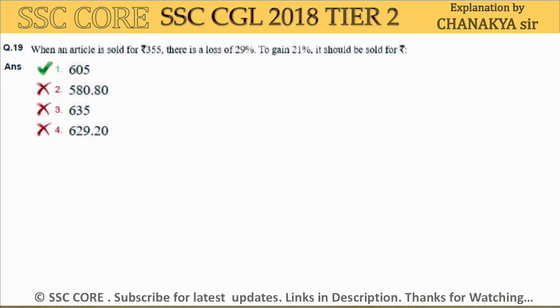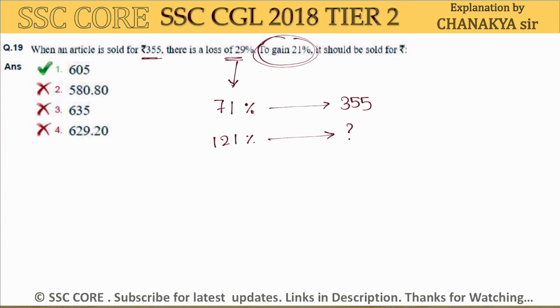Question number 19. When an article is sold at 355 rupees, there is a loss of 29%. To gain 21%, it should be sold for how many rupees? An article is sold at 355, there is a loss of 29%. 29% loss implies 71% value is 355 rupees. To gain 21%, you should sell at 121%. That is equal to how much? 71 into 5, 355. 121 into 5, 605 rupees must be the selling price. So answer is option 1.